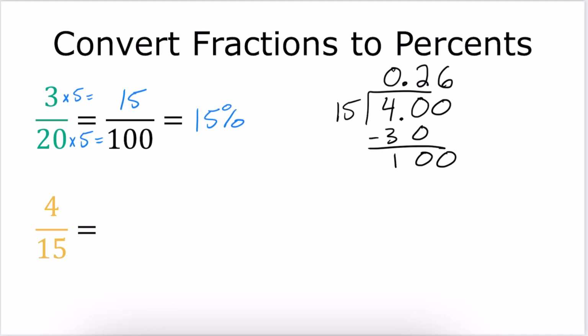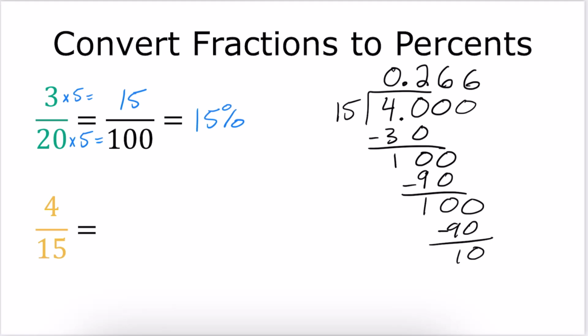and 6 times 15 is 90. So I'll subtract the 90 hundredths I took care of. And now I have 10 hundredths left, which I can convert into 100 thousandths. When I take 100 thousandths and split those into 15 groups, I'm going to get 6 thousandths in each group. Subtract the 90 thousandths that takes care of, and I have 10 thousandths remaining.